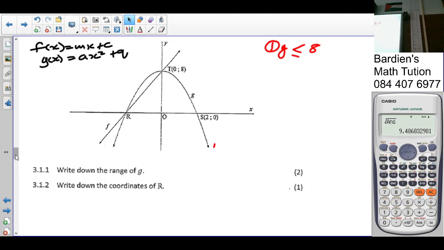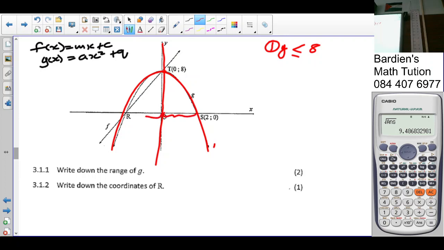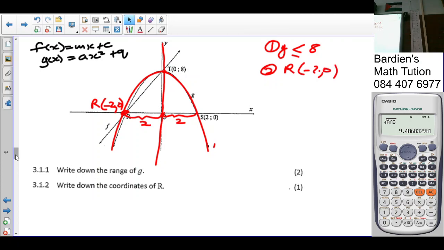Write down the coordinates of R. What you know about a parabola graph is that it is symmetrical about the axis of symmetry, which means if I fold this graph closed, that part will fall exactly onto this part. Which means to say that the length of OS is the same as the length of OR. So that is going to be 2 and this is going to be 2. So what are the coordinates of R? Negative 2 and 0. Why negative? It's on the negative part of your x-axis. It has to be negative. Okay? You all okay with that?